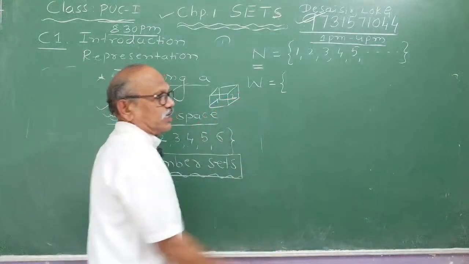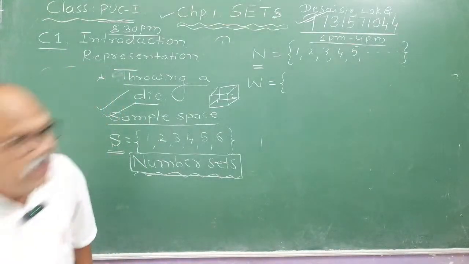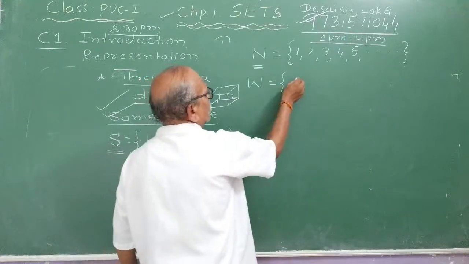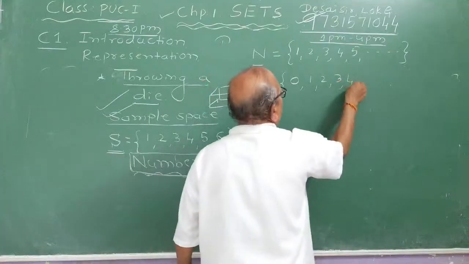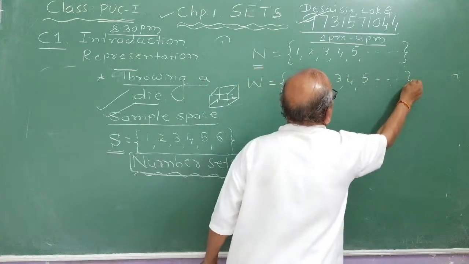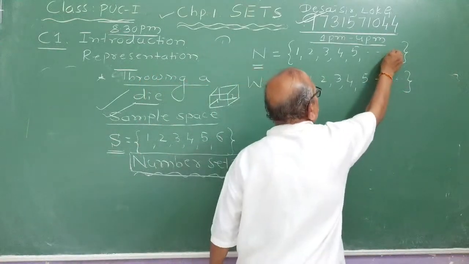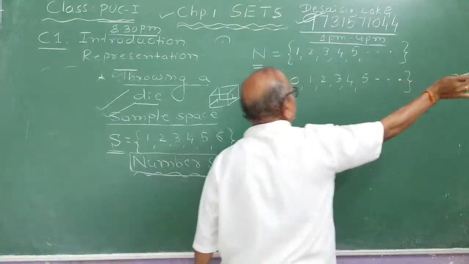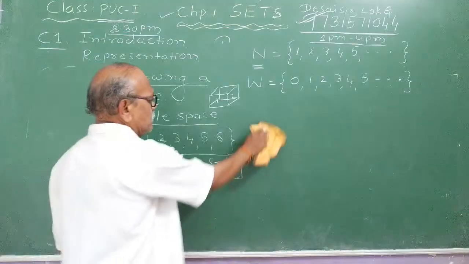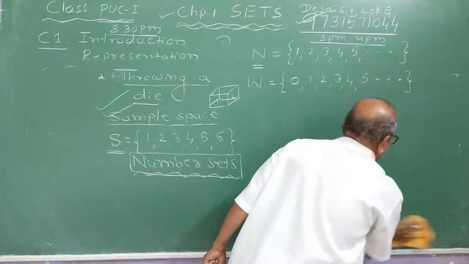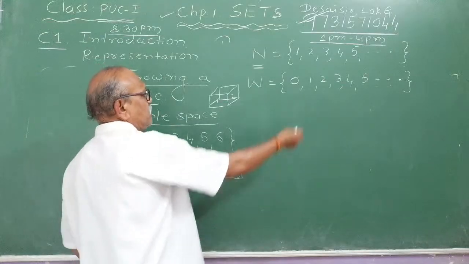W represents the set of whole numbers. Whole numbers start from 0, 1, 2, 3, 4, 5, and so on up to infinity. To represent infinity, you put dots; even three dots are sufficient. It shows that it is an infinite set. What do you mean by an infinite set? A set that contains an infinite number of elements is called an infinite set.